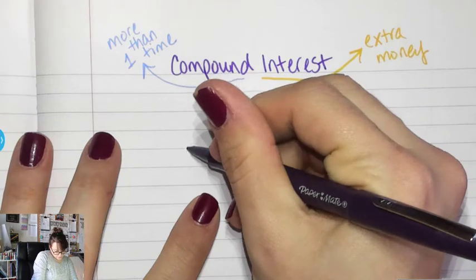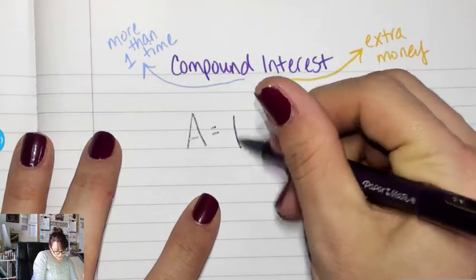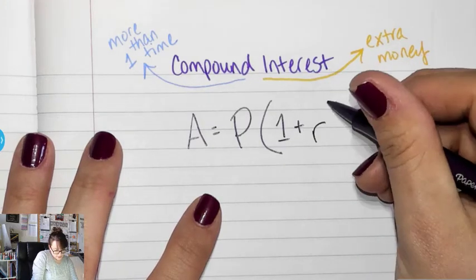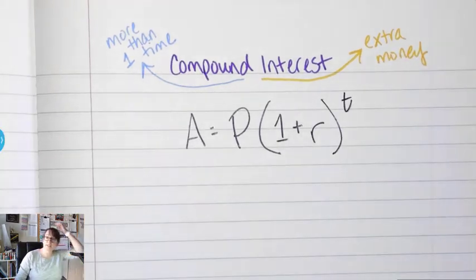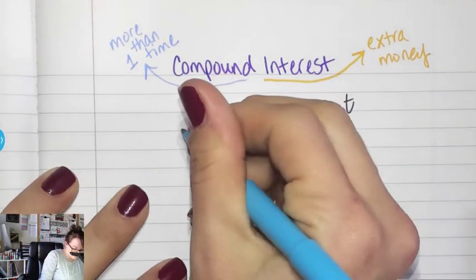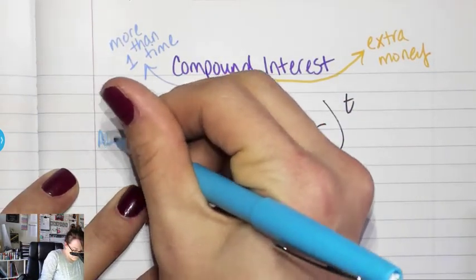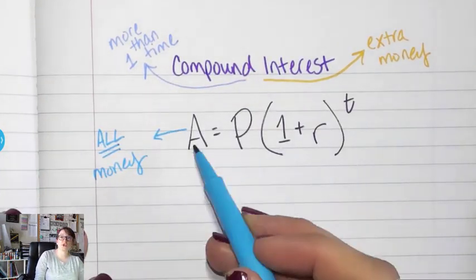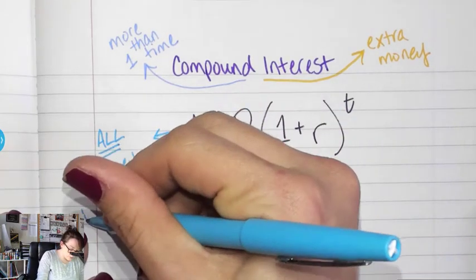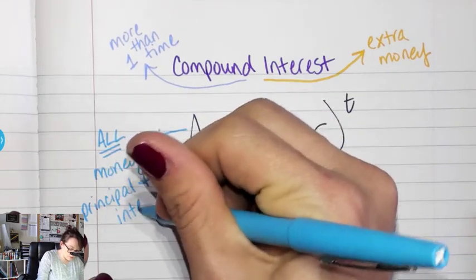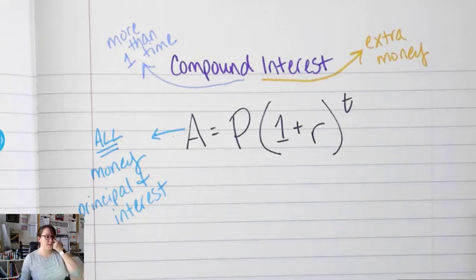A equals P(1 plus R) exponent T. A stands for all the money. So when you do this, you're going to figure out its principal and interest. Yesterday, the simple one just told you interest. This one tells you all of it.